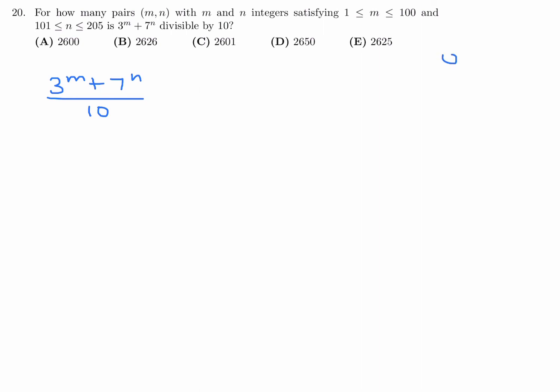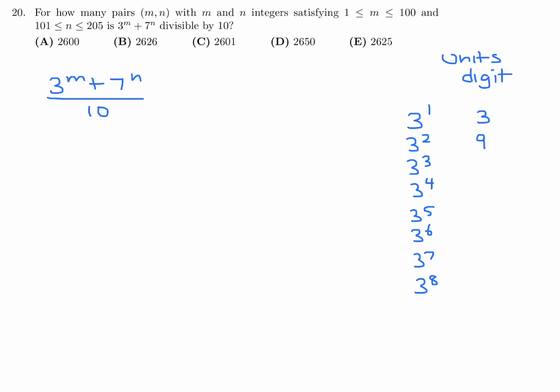We have to look at the units digit, the last digit, or the ones digit, whatever you want to call it. So the first thing I'd like to do is illustrate that there's a pattern, and that pattern definitely helps us. So if I write down the units digit for the first few powers of 3, you'll see a pattern. I'm just writing the units digit, the last digit. 3, 9, 7, 1, 3, 9, 7, 1.